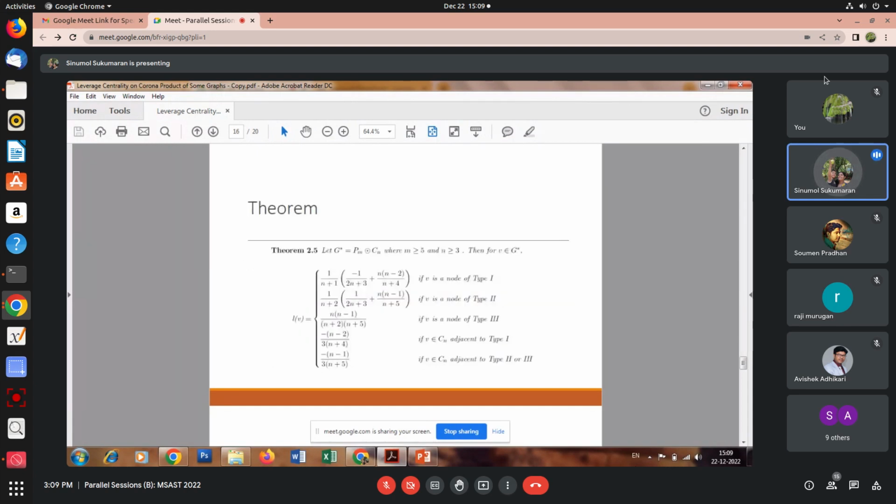And here is the theorem. Let G star equal Pm composition Cn where m is greater than or equal to 5 and n is greater than or equal to 3.